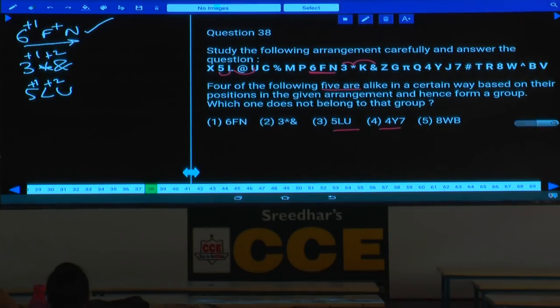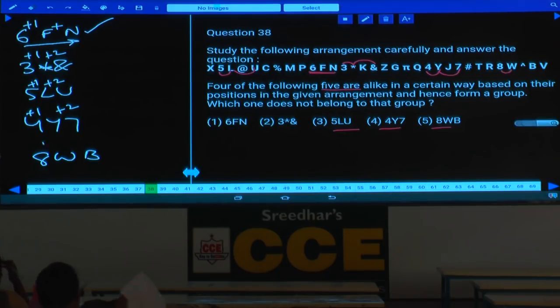Next one, after this, 4, Y and 7. Between 4 and Y, 4 plus 1 is 5, Y, and between Y and 7, it is plus 2. Plus 1 plus 2, plus 1 plus 2. And similarly 8, W and B. Between 8 and W, what is the difference here? 8 plus 1, and W plus 2.